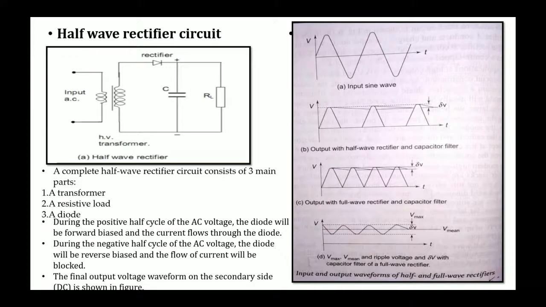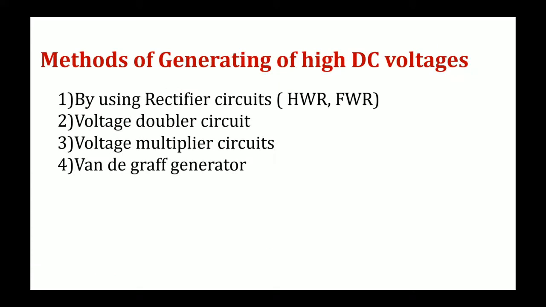Next class we'll discuss the second method. The rectifier circuits part is over. The second technique is using a voltage doubler circuit. How will we generate the high DC voltage? We'll study it in the next class.